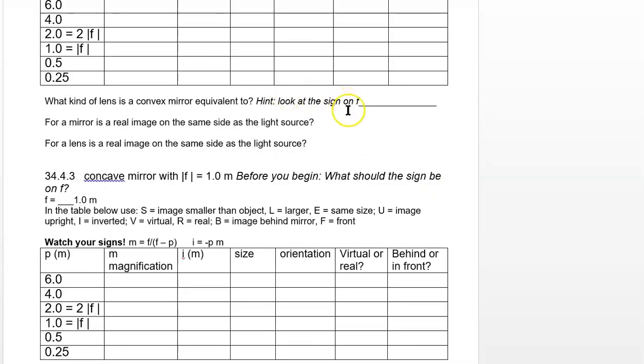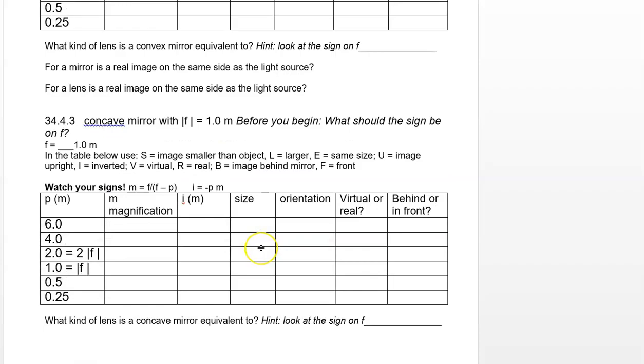Now, you won't know this yet, but the kind of lens that a convex mirror is equivalent to is the concave lens. For a mirror, a real image is on the same side as the light source. You might want to look that up or figure it out. For a lens, of course, you're going to find out the real image is on the opposite side. You'll do the same thing with a concave mirror.